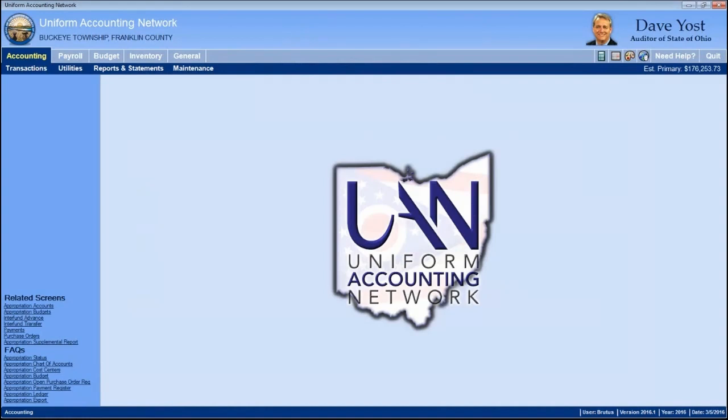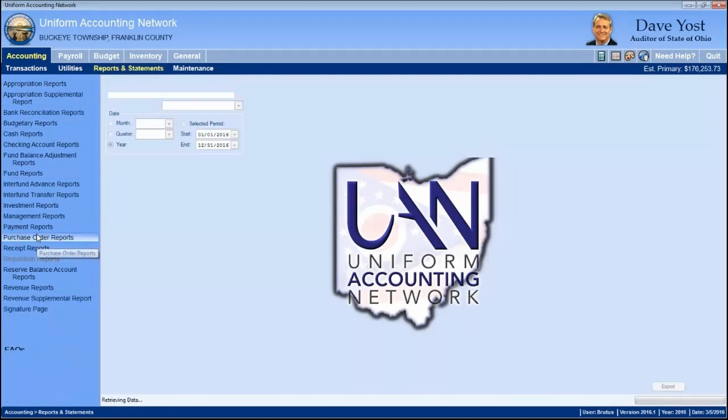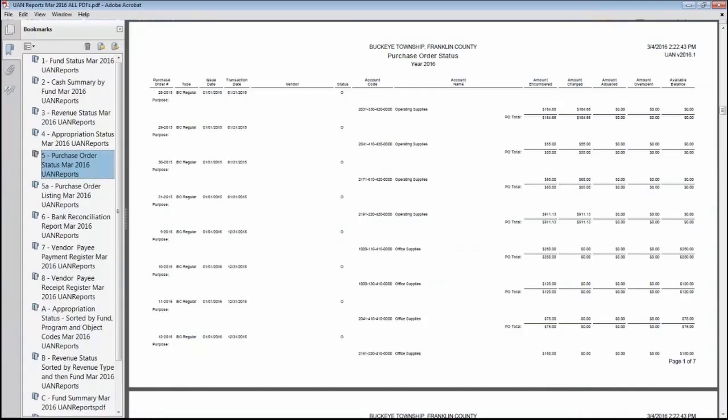In the Uniform Accounting Network, we would go to Accounting, Reports and Statements, Purchase Order Reports, and I will select Purchase Order Status, but I also have the Purchase Order Listing Report available. And as mentioned, I can see the purchase orders that are available, as well as the account codes that are utilized against those purchase orders and blanket certificates.